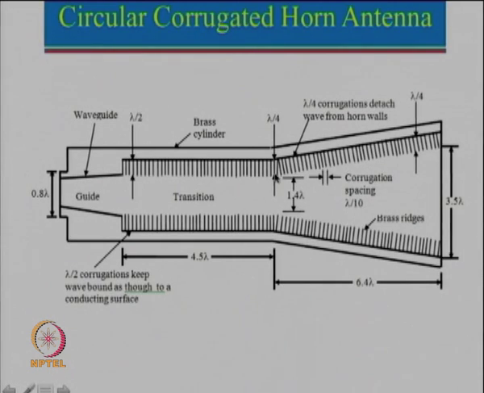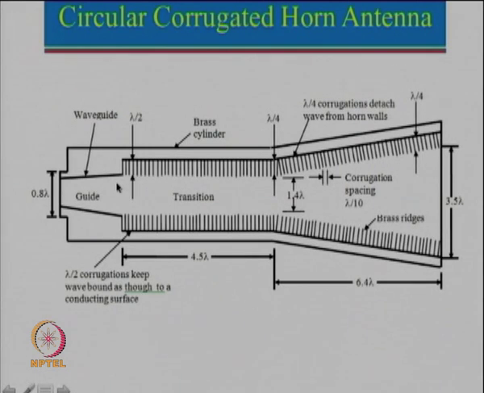So in that case what happens? Lambda by 4 means the short circuit will act as an open circuit. So what happens if the wave is launched and the short circuit sees an open circuit? There will be a discontinuity. Then power will try to get reflected back from here, and that causes a problem with the reflection coefficient.